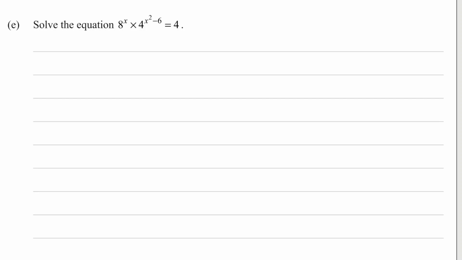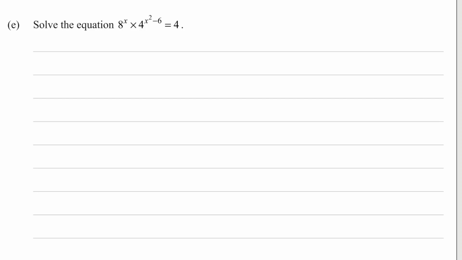Solve the equation 8 to the power of x times 4 to the power of x squared minus 6 equals 4. So what do we have? We have an exponential equation, right? Exponential just meaning we have powers, right? 8 to the power of x, for example, and it's in an equation, and we're solving for x.